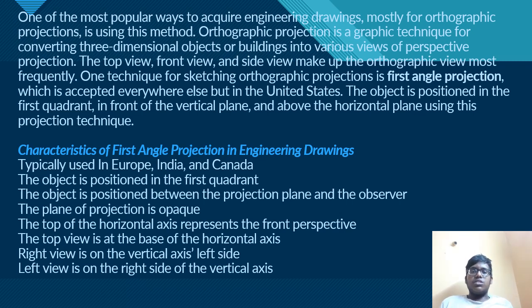The object is positioned between the projection plane and the observer. The plane of projection is opaque. The top of the horizontal axis represents the front perspective. The top view is at the base of the horizontal axis. Right view is on the vertical axis left side. Left view is on the right side of the vertical axis.